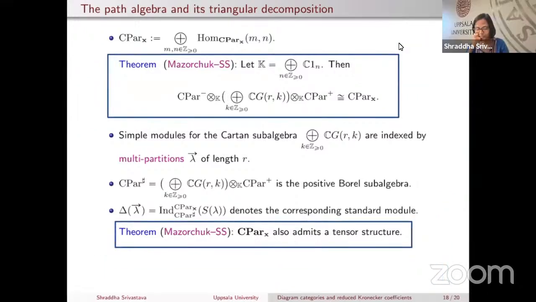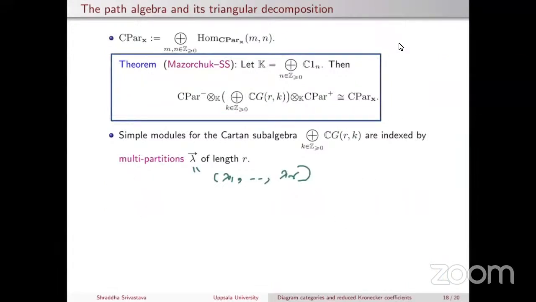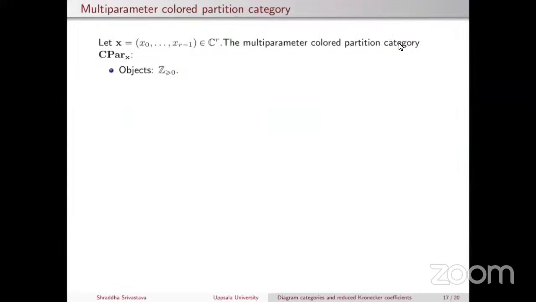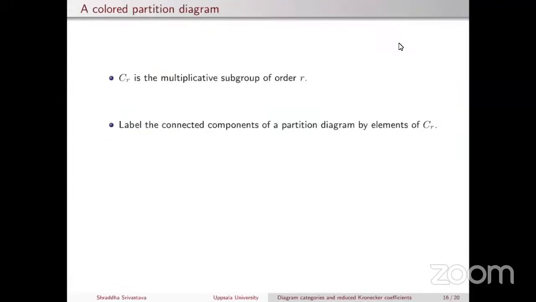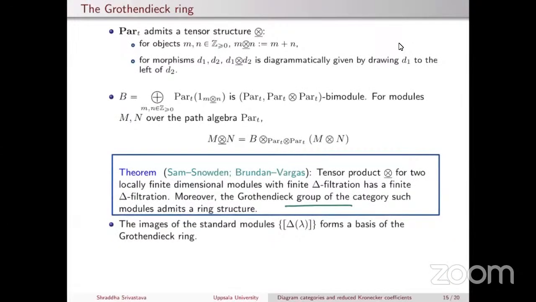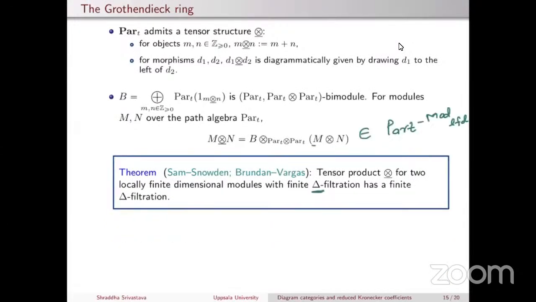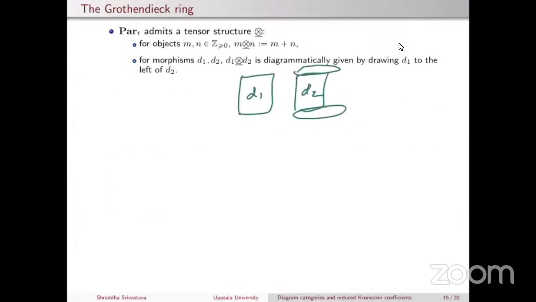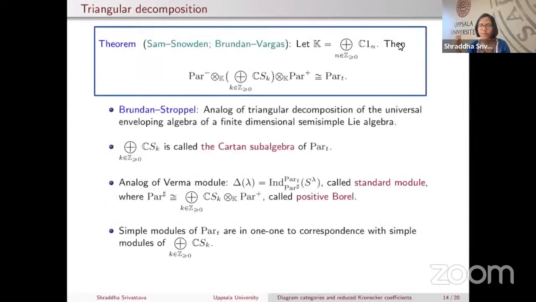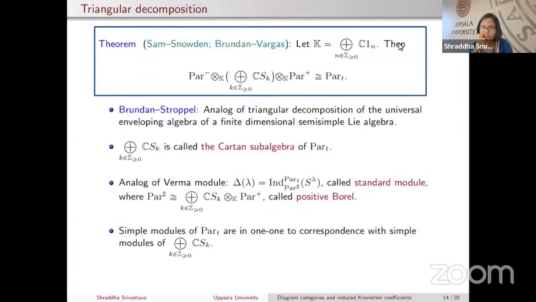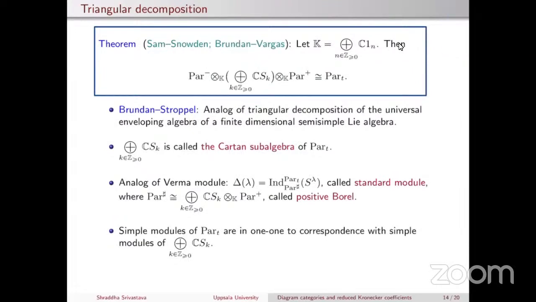Path algebra. Let's say T is generic. Its irreducible representations are indexed by partitions. The set of all partitions, right? Yes. For every partition there is an irreducible module, a simple module. Yes. Okay.